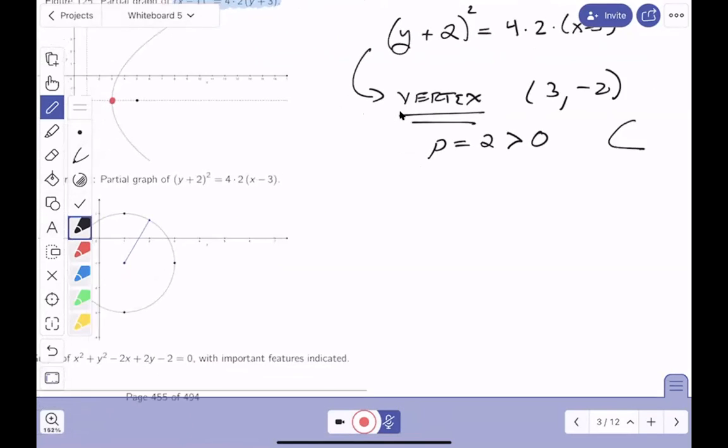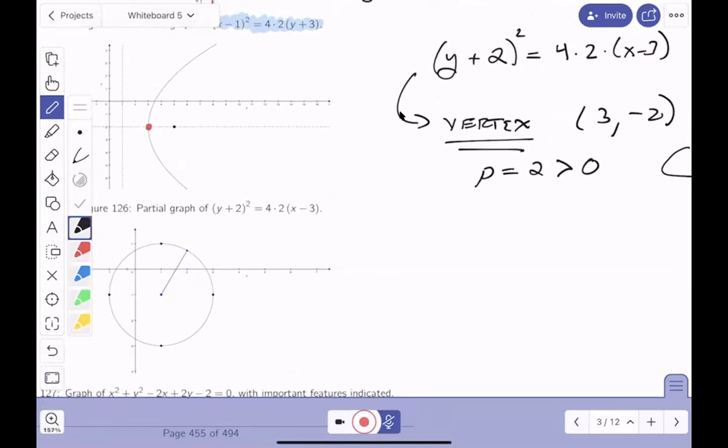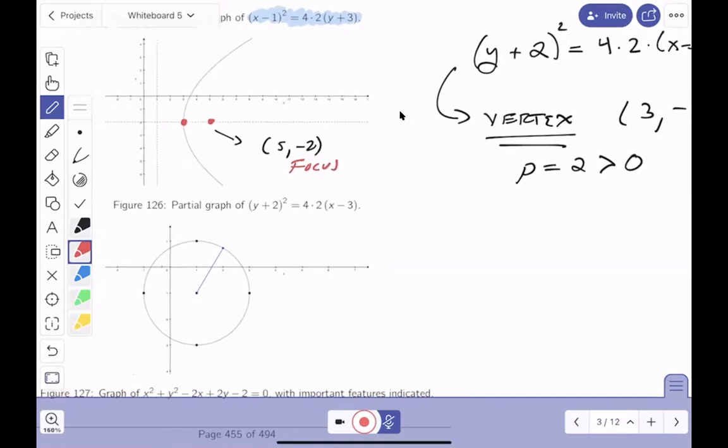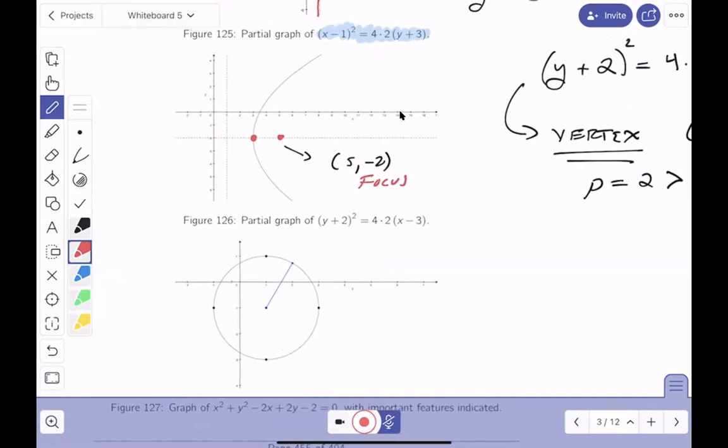It tells me how to get to the focus. What's the focus going to be? 2 units to the right of that vertex. So what do we get over here? It's this point over here. What's 2 units to the right? Let's write this over here. 3. Not 3, it's 2 units to the right of 3, isn't it? What's 2 units to the right of 3? 5. The y did not change, minus 2. Put that point down for you. What's this over here? A focus. All right. I'm going to say you should also put the directrix down. And what is that going to be? 2 units to the left.